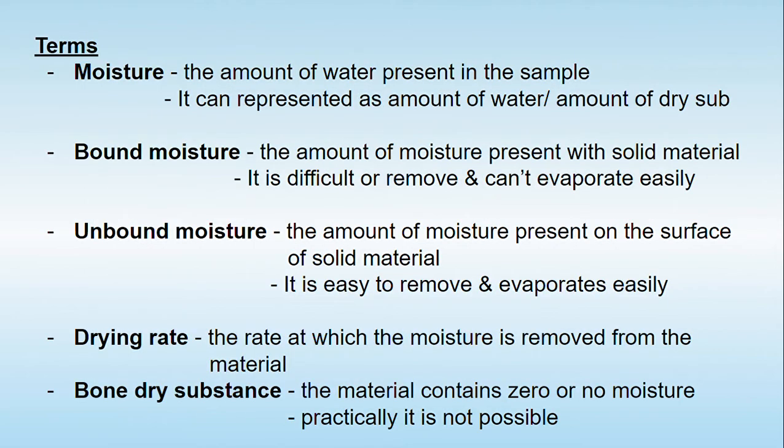Now let's try to understand certain terminology that is important in relation to drying. The moisture, as I told, is the amount of water present in the sample, and it can be represented by the amount of water per amount of dry substance. The moisture may be of two types, bound moisture and unbound moisture.